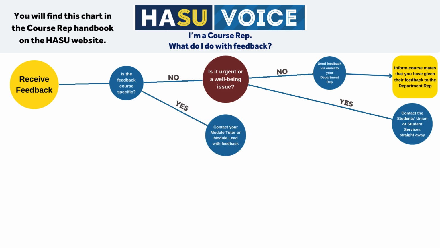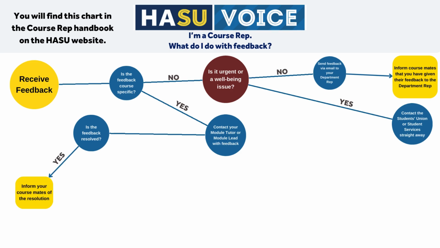Let's imagine that the feedback is about the course that you're on. The first thing you want to do is contact your module tutor or your module lead with that feedback. It's the most direct way of handling the feedback. Ask yourself if the feedback was resolved. If the answer is yes, that's great. Inform your course mates of the resolution.